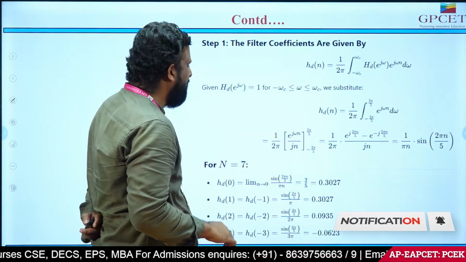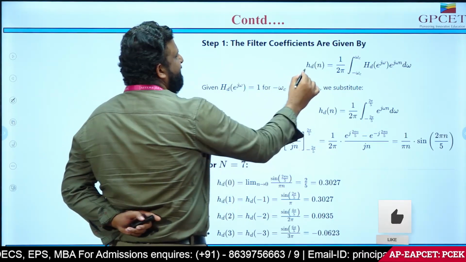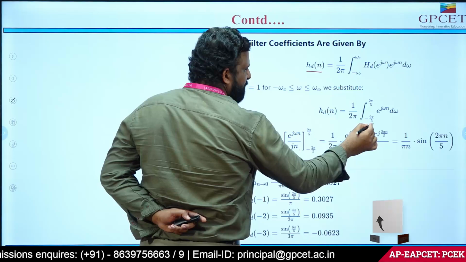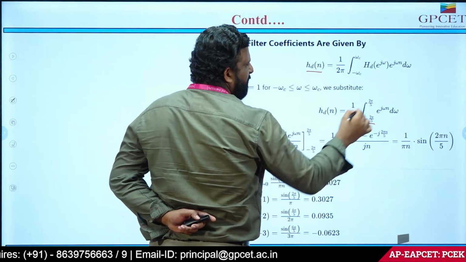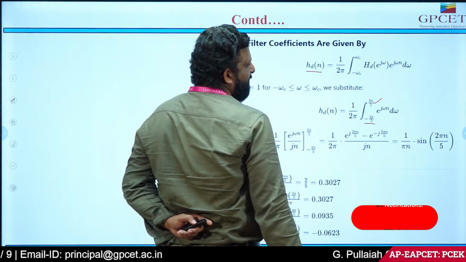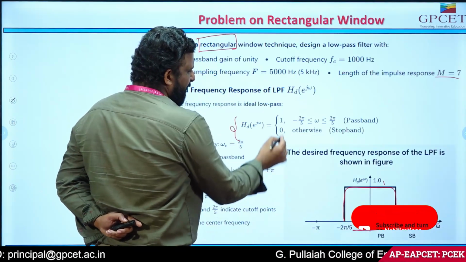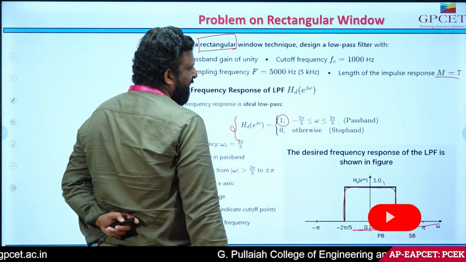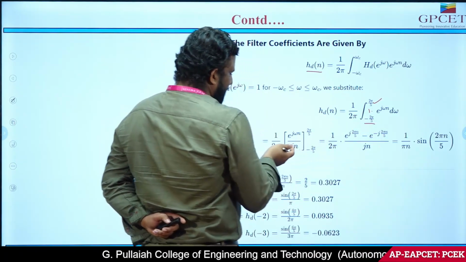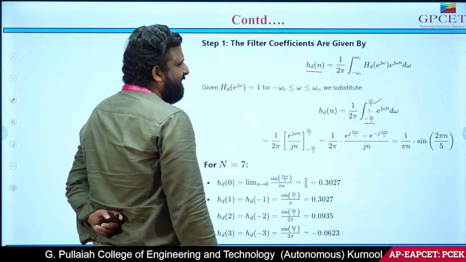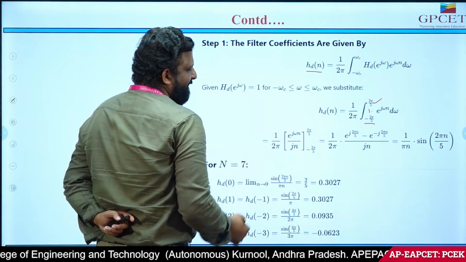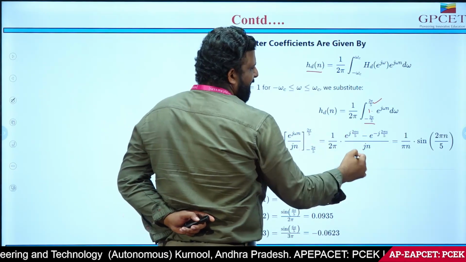So in the first step, we are just finding the value of HD of n with the same equation, and here the limits range between minus 2 pi by 5 to plus 2 pi by 5. And what is the value of HD of e power j omega? HD of e power j omega is equal to 1. I am substituting the value 1 into e power j omega n, doing the integral, and we got e power j omega n by jn. Then applying the limits, rearranging the equation.